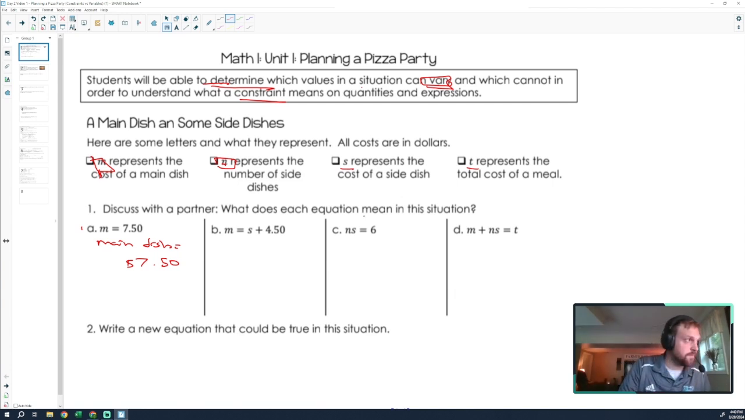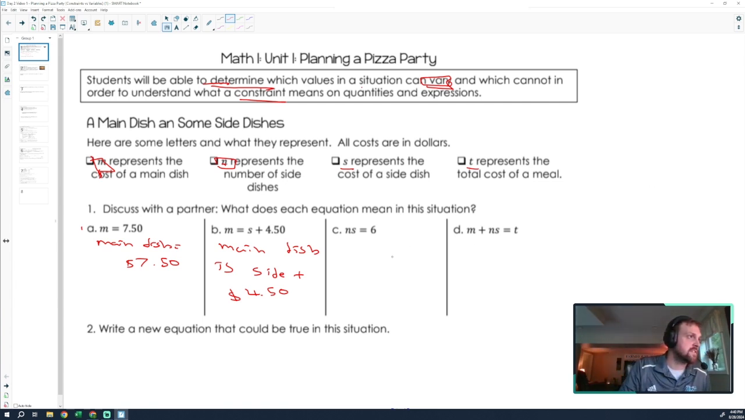What about the next one? Well, a main dish is a side dish plus $4.50. So understanding what that means, if we have a main dish, we know that it's going to be a side dish plus about $4.50, which is typically how it works. Your main dish is going to be more than a side dish.